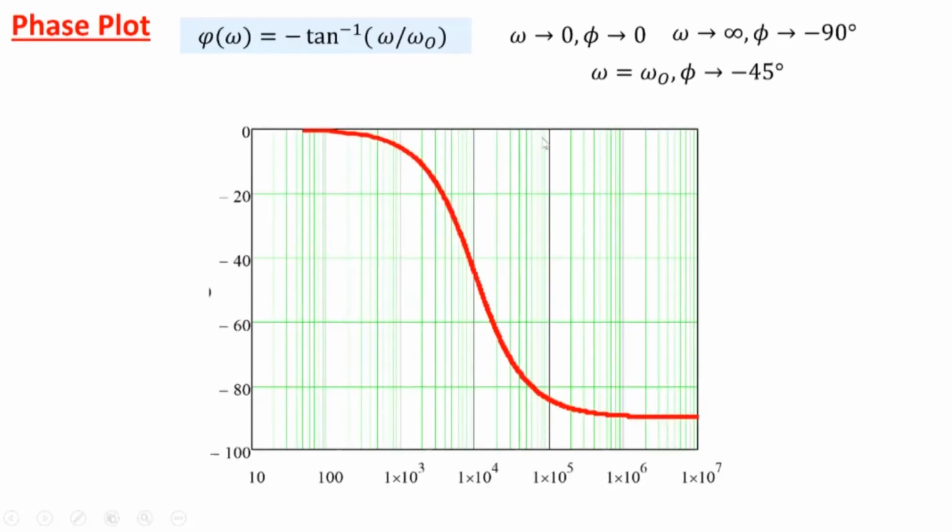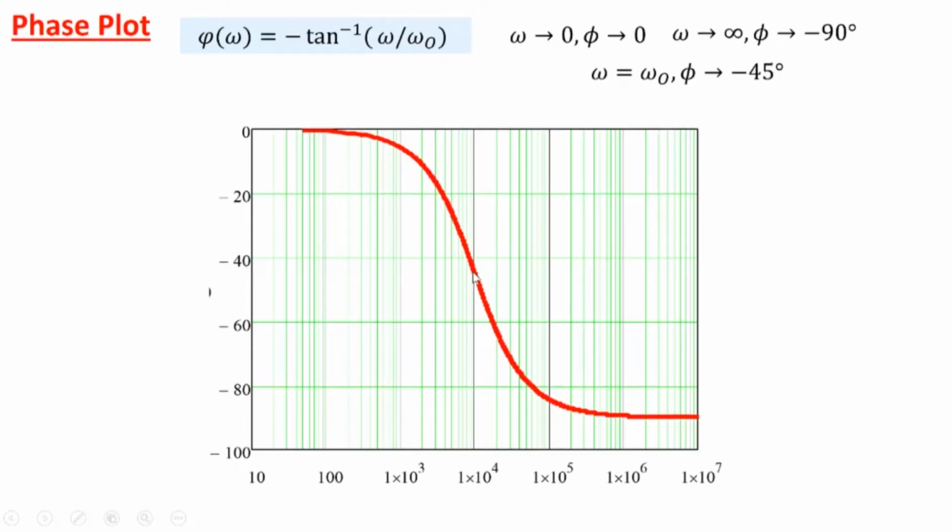So the actual phase plot looks like this. It has a curve of this particular kind, but we can see these 3 points. At lower frequencies, we can see a zero phase. At very high frequencies, we can see minus 90 degrees. And at omega naught, the corner frequency, which is 10 power 4 here, the phase is about minus 45.